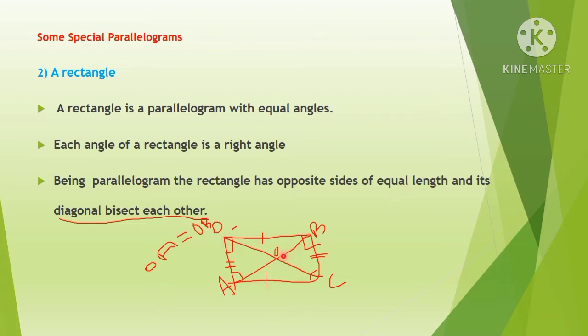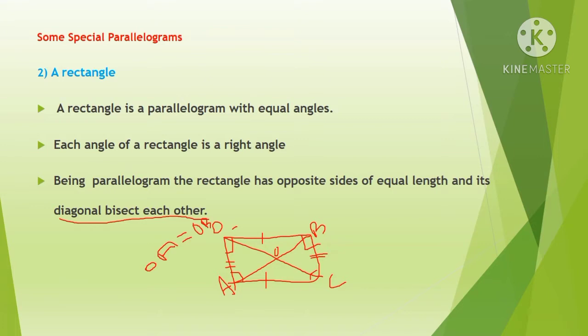Why are we saying OA is equal to OB? Because diagonals bisect each other. When diagonals bisect each other, the diagonal is divided into two equal parts. So AB is a diagonal, and when the two diagonals bisect each other, we can split it into two equal halves, AO and OB. So AO will always be equal to OB. That is the meaning of diagonals bisect each other.